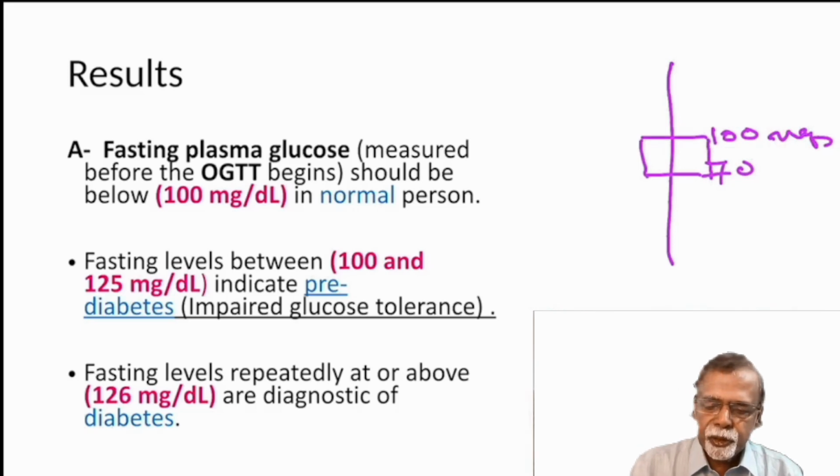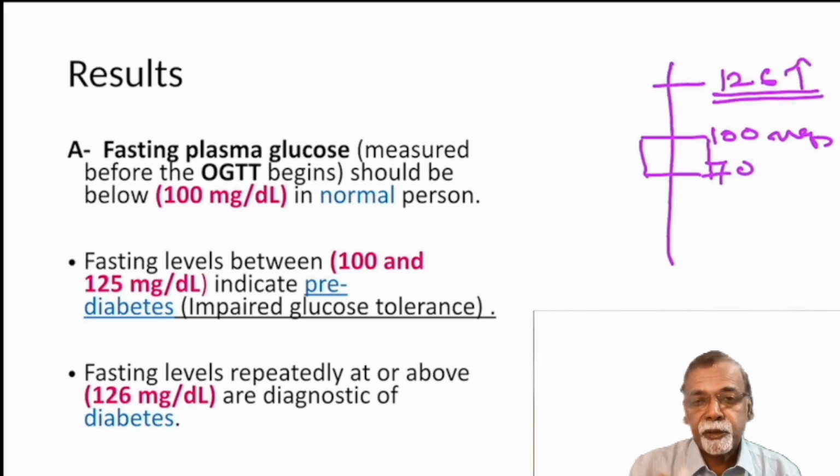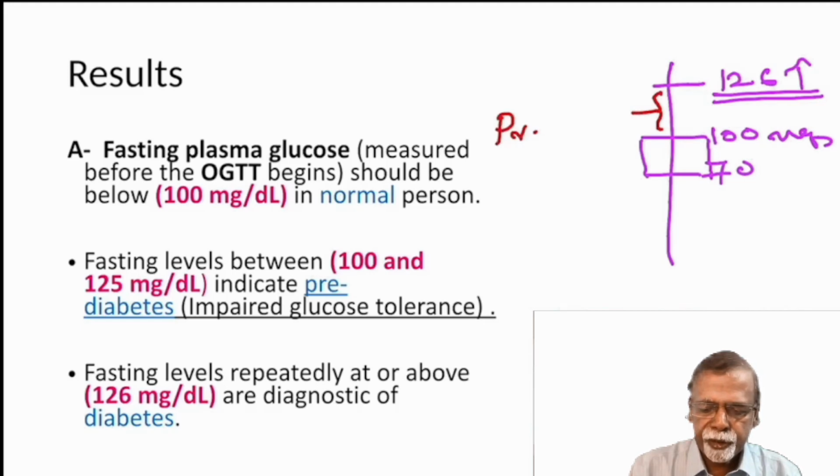So the fasting sugar, if it is 126 or above, in the presence of symptoms, you can consider this diagnostic of diabetes. That is, a patient with a blood sugar of 126 milligrams or above is having diabetes. The value between 100 and 126 is called impaired fasting glucose. It is a pre-diabetic stage.